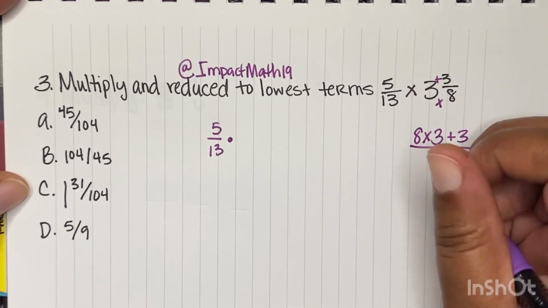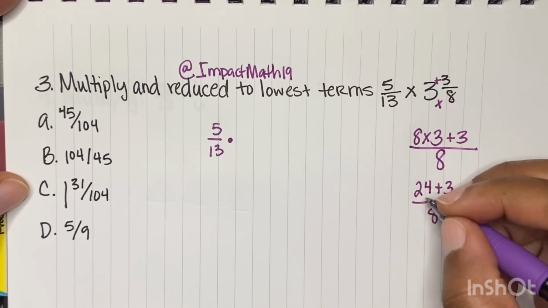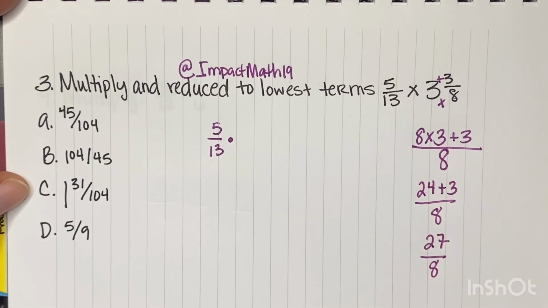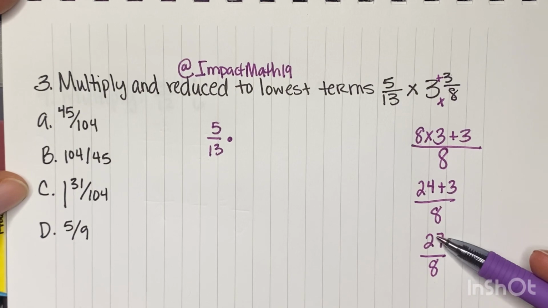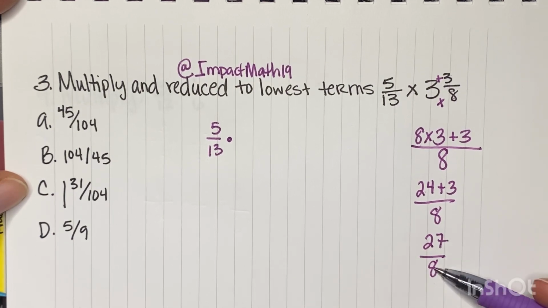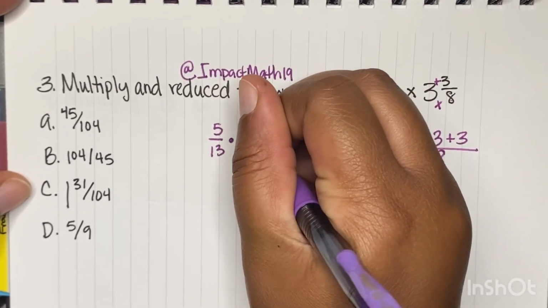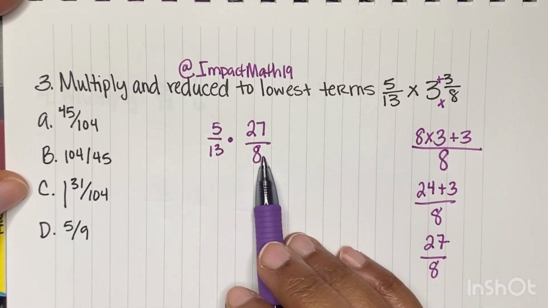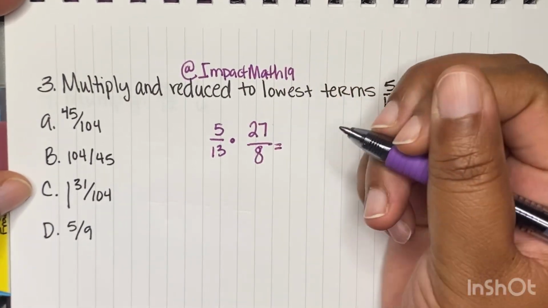So 8 times 3 is 24, plus 3 over 8. 24 plus 3 is 27 over 8. Okay, so now that we have this into an improper fraction, and all that means is your top number is bigger than your lower number. Numerator bigger than the denominator, okay? So now we're going to put this over here, 27 over 8. Well, let's see. Do we have anything that we can cross simplify out? It doesn't look like it, so let's multiply across.